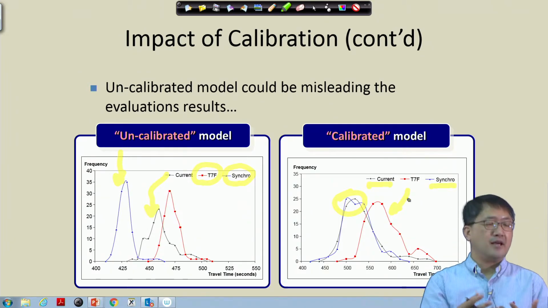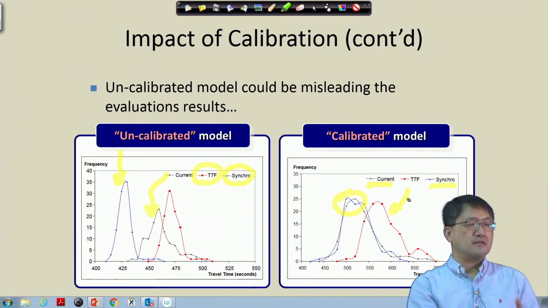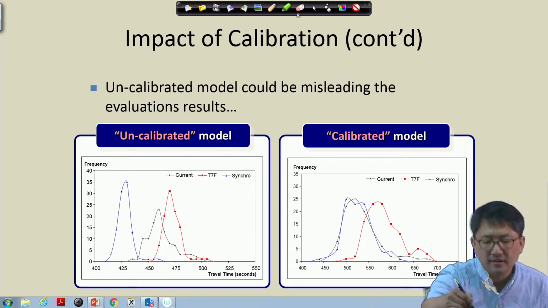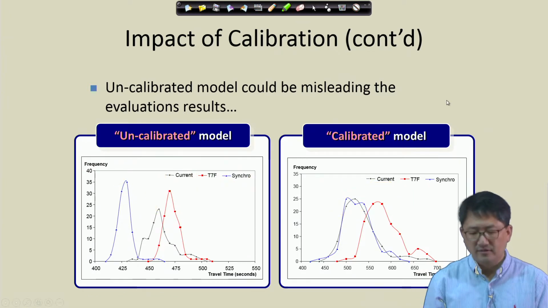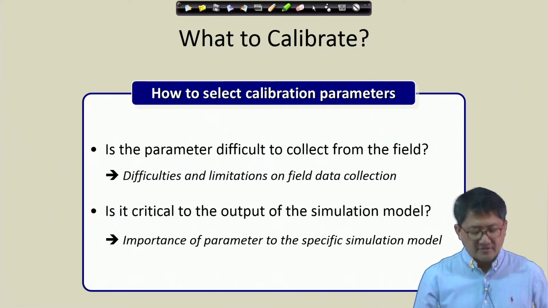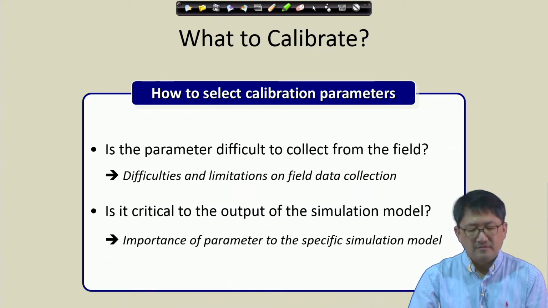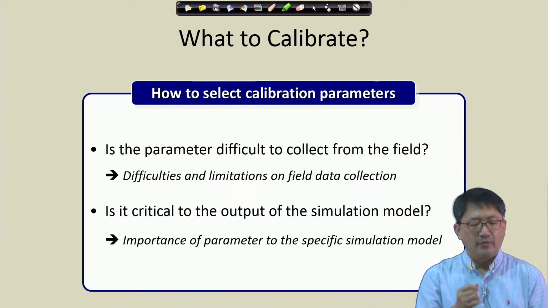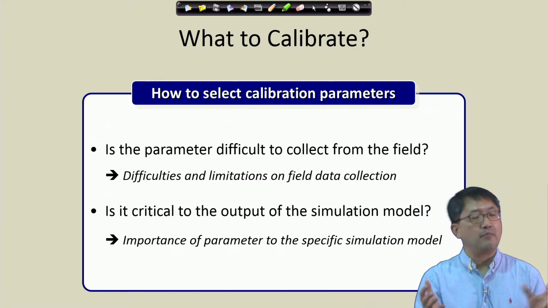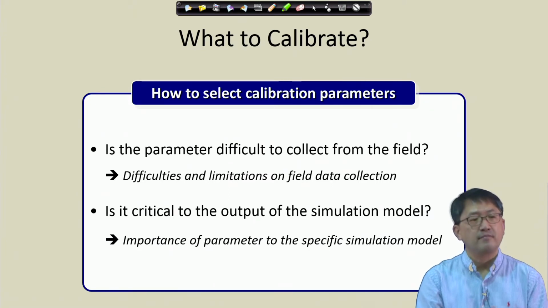So this is kind of indicating that when you use default settings, you may not be able to make the right decisions. So the importance of simulation calibration is sort of given. And then you will have to study what to calibrate. One of the principles is that when you collect the data, you should be able to collect the same data from the field. Then you can actually make a comparison and see if that makes sense.